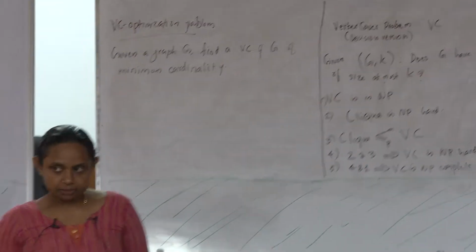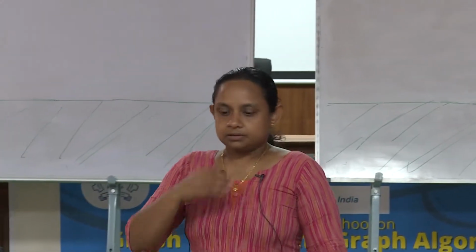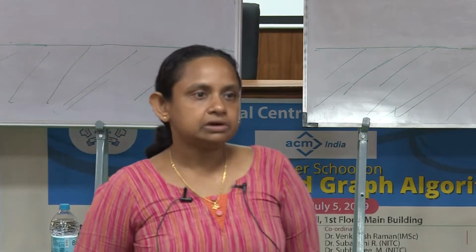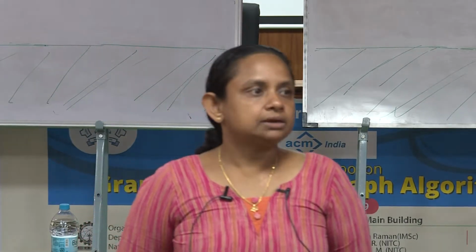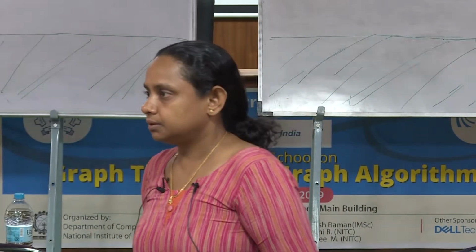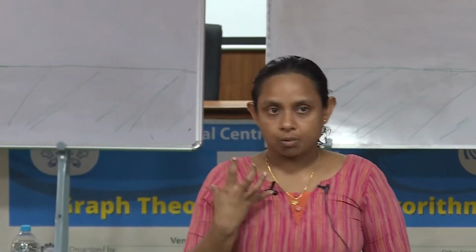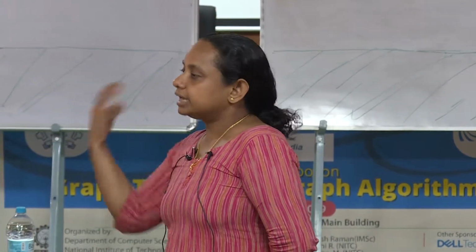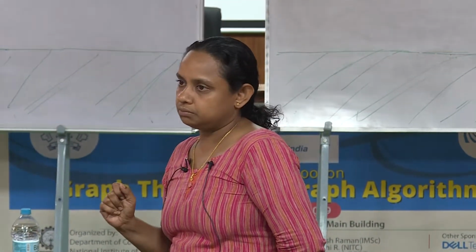Right? This is the optimization problem. So how do we approach this problem? We cannot solve it, so we will try to approximate it. How? We have to see if there are any related problems which are polynomial time solvable, and with the solution to the related problem, can we get a solution to our problem?